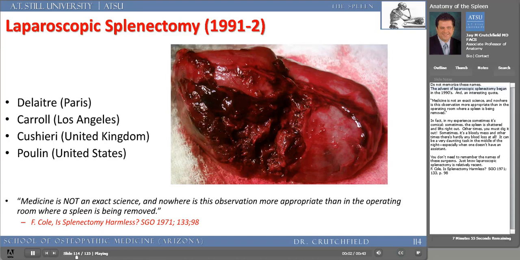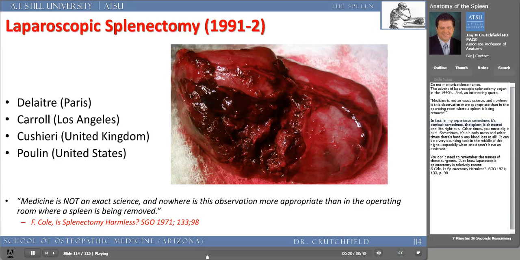The advent of laparoscopic splenectomy began in the early 1990s. And an interesting quote: "Medicine is not an exact science, and nowhere is this observation more appropriate than in the operating room where a spleen is being removed. In fact, in my experience, sometimes it's comical.